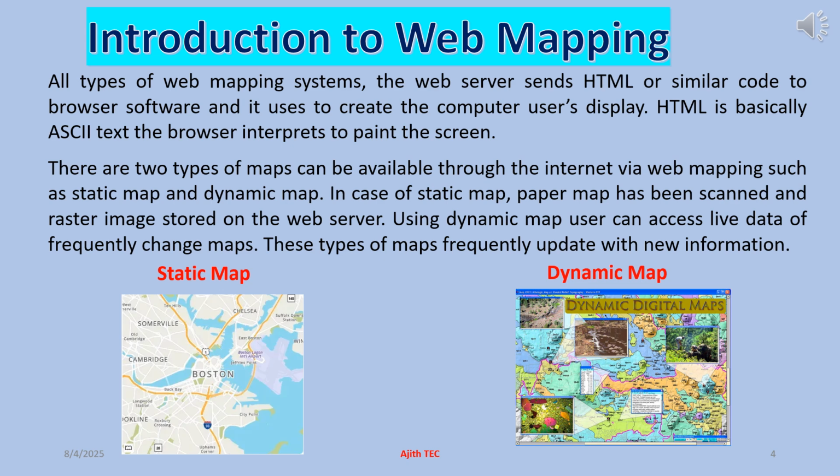There are two types of maps available through the Internet via web mapping, such as static map and dynamic map. In the case of a static map, a paper map has been scanned and the raster image stored on the web server. Using a dynamic map, the user can access live data of frequently changed maps. These types of maps are frequently updated with new information.